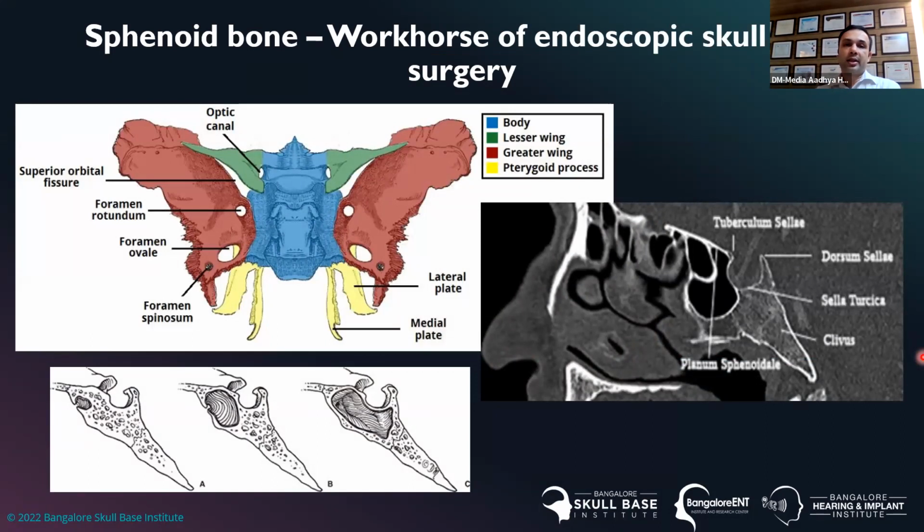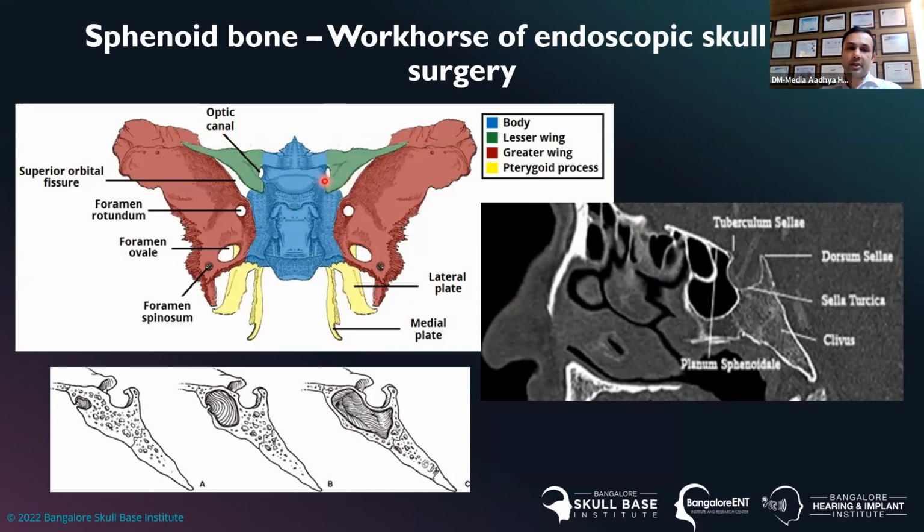The sphenoid bone is regarded as a workhorse of endoscopic sinus surgery and endoscopic skull base surgery, because through the sphenoid you can approach a lot of structures. When we look at the sphenoid, it has different parts. You have the lesser wing of the sphenoid, the greater wing of the sphenoid, and the pterygoid processes along with the body.